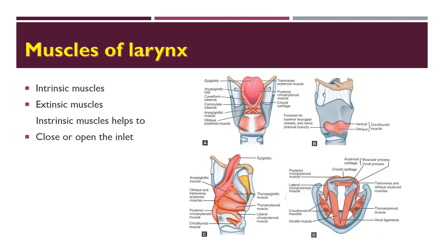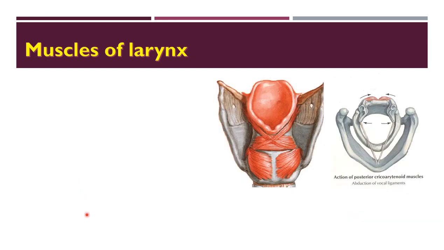So these are the two main actions of the intrinsic muscles of the larynx. The vocal cord actions are mainly abduction or adduction of the vocal cord. Then the vocal cords are tensed or relaxed. So we will try to see which muscles abduct, adduct, tense and relax the vocal cords. The first muscle which we are going to see is the abductor of the vocal cord.